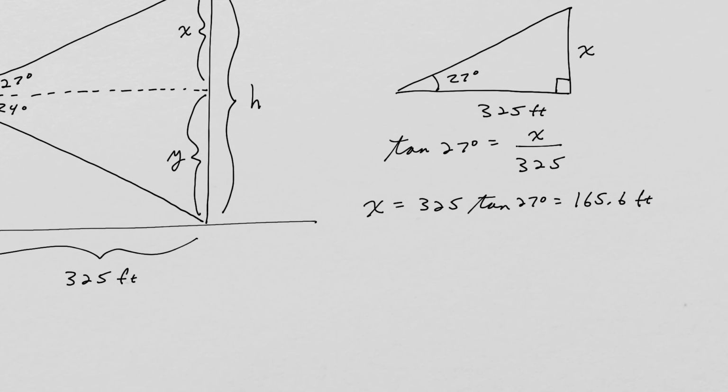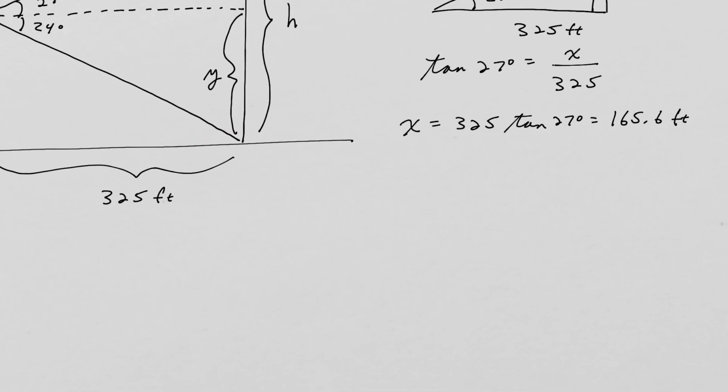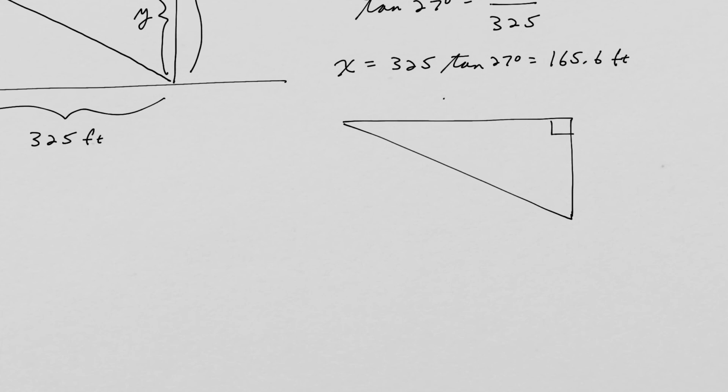Okay, let's do the same thing for this triangle right here. We'll extract out this bottom triangle. All right, so now I have something like this. So this is my right angle. I know that this distance again is 325 feet, and this angle of depression is 24 degrees. And this is what I'm looking for, I'm calling it y. So again, y is opposite 24, 325 is adjacent. So again, I can use the tangent trig function.